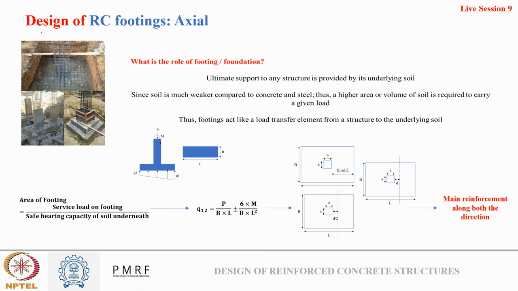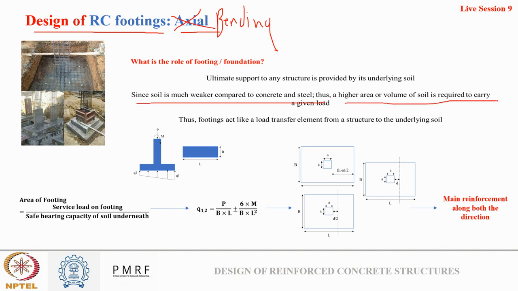And after this we talked about the design of RC footings. Footings will take bending, that is flexure. We saw the need of footing. The role of footing is to supply the substructure load to the structure below. Since soil is much weaker compared to concrete and steel, we need a higher area and volume of soil to carry the given load, and thus the footing acts as a load transfer element from a structure to its underlying soil.